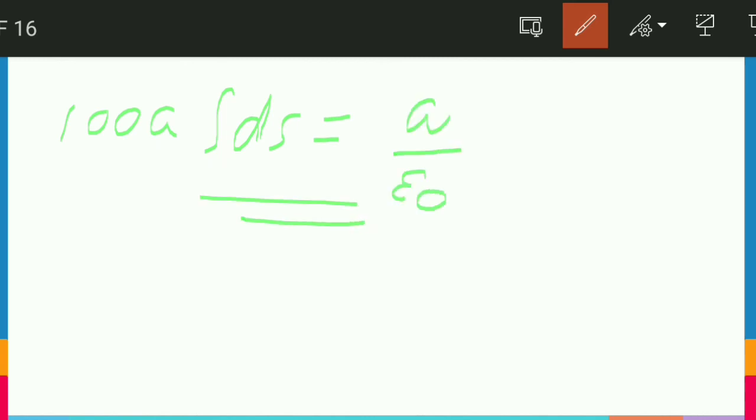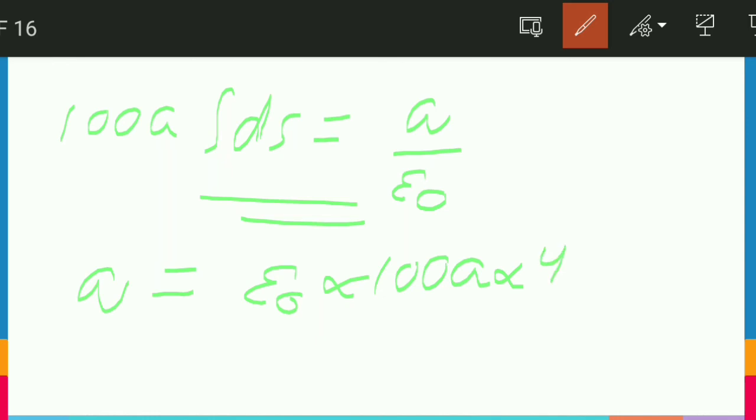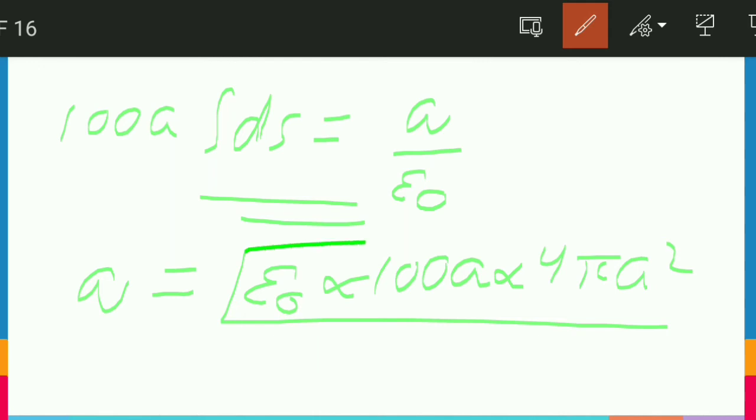In the LHS, we can write 100 a as a constant, and the integration of ds equals q upon epsilon 0. From this equation, clearly the charge contained q will be equal to epsilon 0 times 100 a times the integral of ds, which is the surface of the sphere, equal to 4 pi a square. So just its multiplication will be our answer.